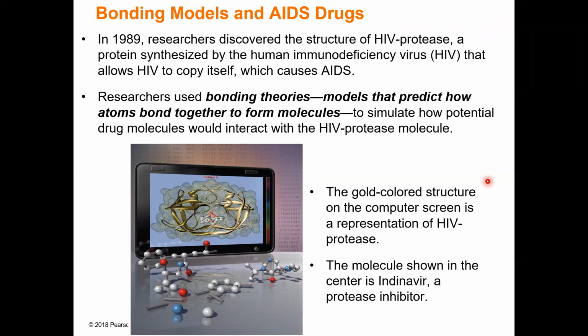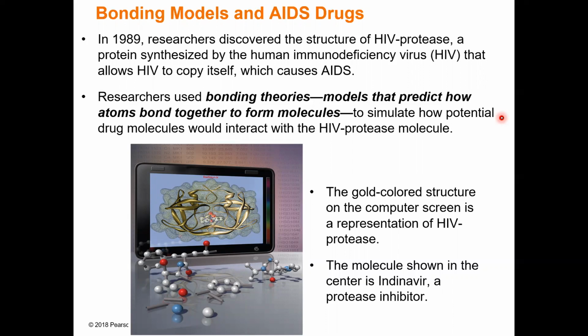Let us see an example of why understanding the geometries or the shapes of models is important. In 1989, researchers discovered the structure of HIV protease, which is a protein synthesized by the human immunodeficiency virus, which we know as HIV. And that's what allows HIV to copy itself, which is what causes AIDS.